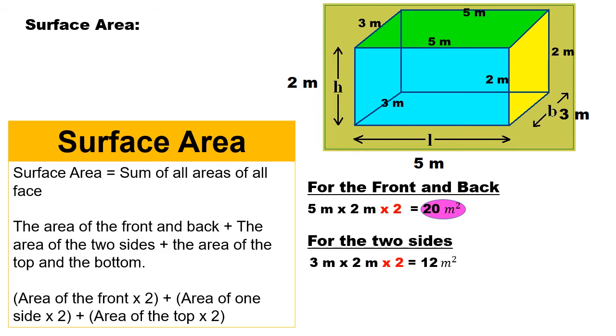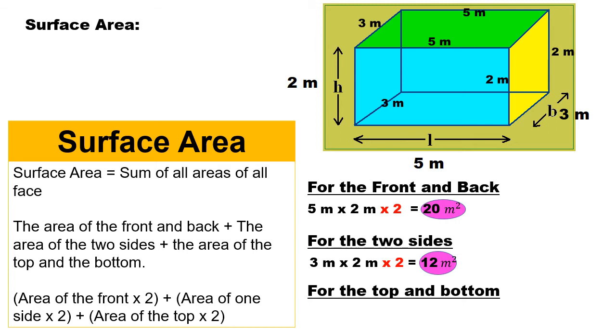Okay, could you see that it's 3 times 2? Well done if you did. So 3 times 2, and I'm going to double up again. 3 times 2 is 6. Times 2 gives you 12 meters squared. I keep my answer. Then for the top and the bottom.